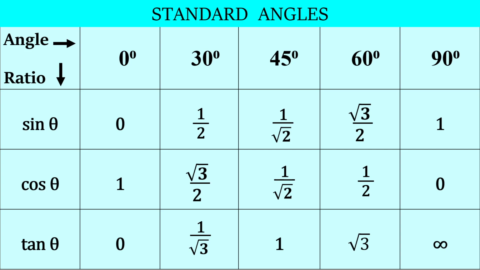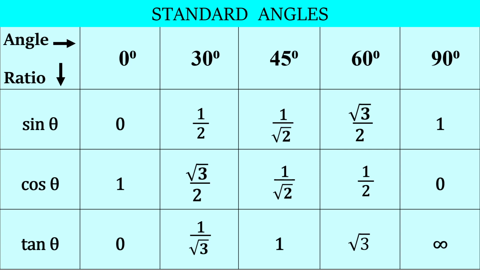Now let's see for cos. Cos 0 degree is 1, cos 30 degree is root 3 by 2, cos 45 degree is 1 by root 2, cos 60 degree is 1 by 2, and cos 90 degree is 0. Now for tan we have tan 0 is 0, tan 30 is 1 by root 3, tan 45 is 1, tan 60 is root 3, and tan 90, as we told, is undefined.